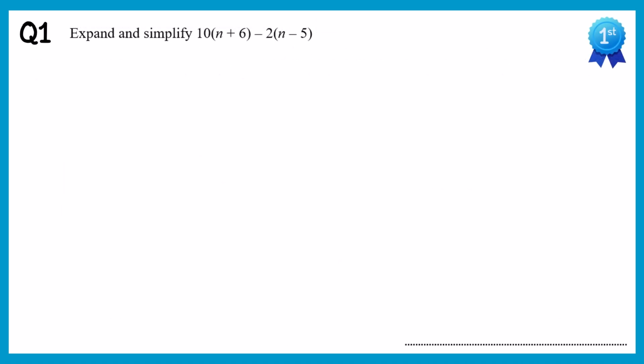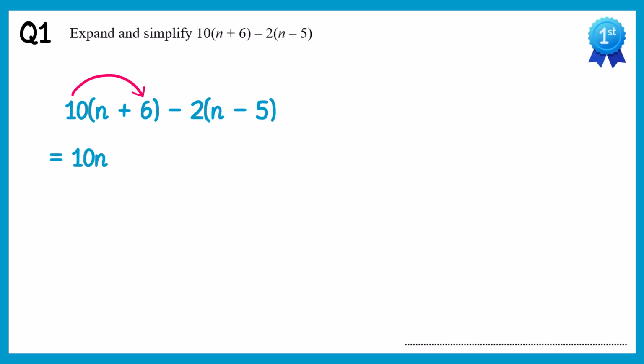In this question, we're asked to expand and simplify. We're going to do the expanding part first. So if we look at the first bracket, we need to do 10 multiplied by n, which is 10n, and then 10 multiplied by 6, which is plus 60. Then onto the second bracket, it's negative 2 times n, which is negative 2n, and then really importantly, negative 2 times negative 5. When you multiply two negatives together, you get a positive, so we actually want to write down plus 10. It's very common for students to make a mistake and put negative 10 here.